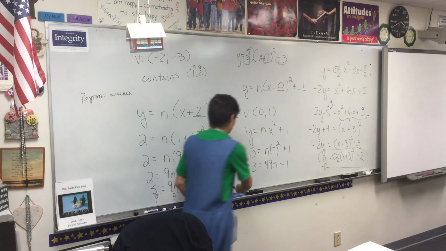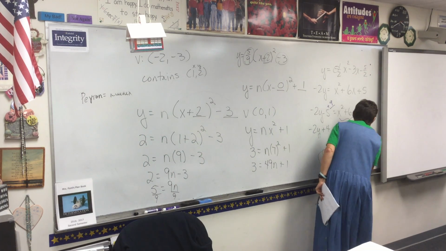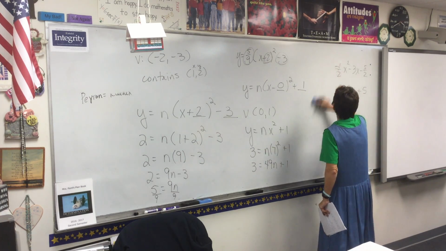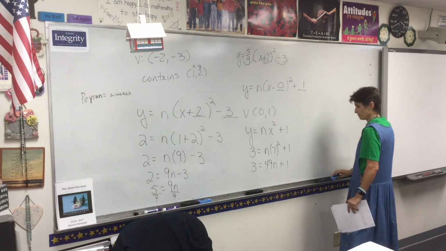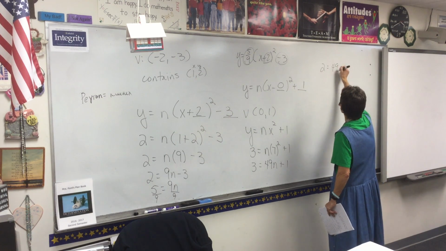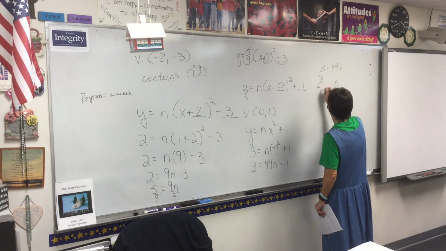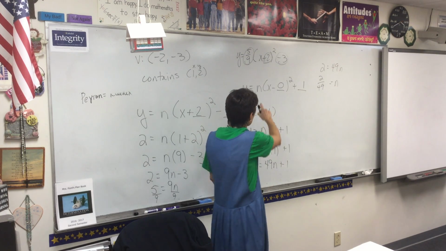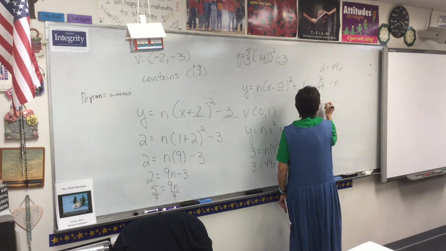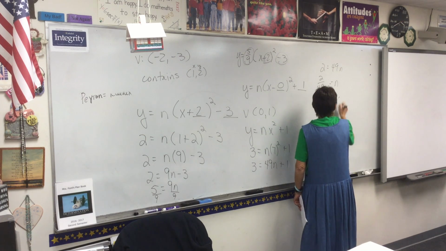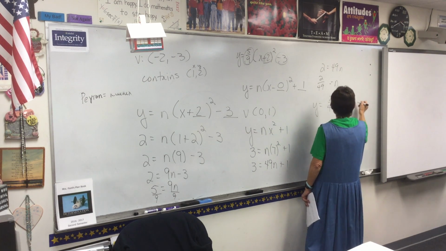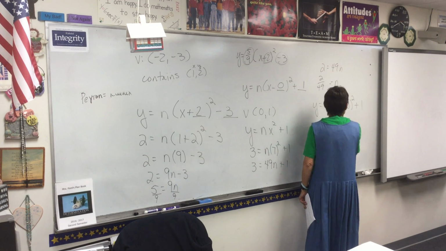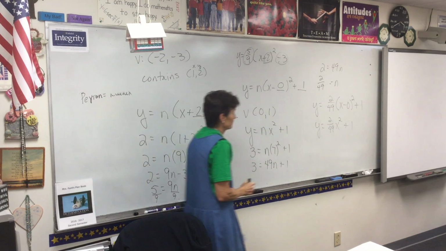How do I solve that? Subtract 1. Yep. So 2 equals 49n, and n equals 2/49. And then don't get so excited that you forget to write your final answer. Your final answer is y equals 2/49 times x minus 0 squared plus 1, or 2/49 x squared plus 1. You can write it either way.